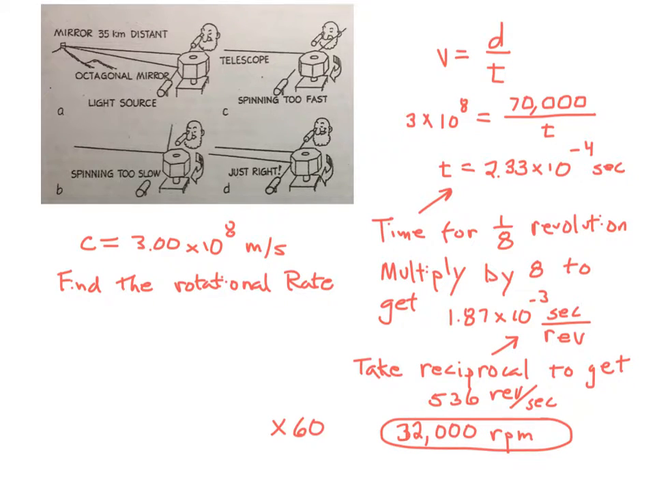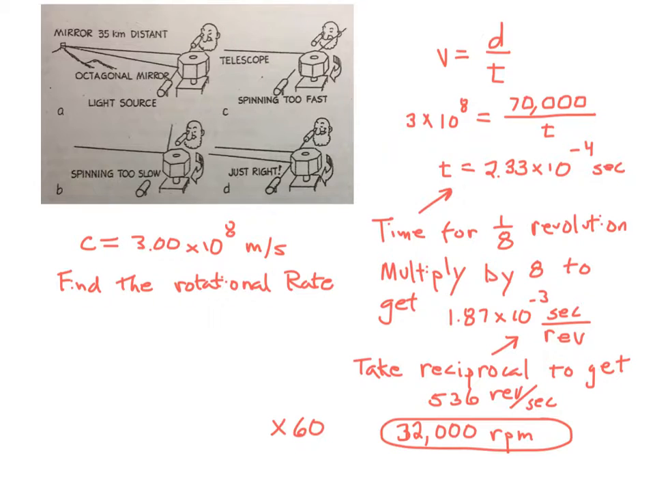of today's accepted value for the speed of light, which I have right here, 3 times 10 to the 8th meters per second. So we're going to do this backwards. We're going to assume we know the speed of light, which we do. What was the rotational speed of his mirror?